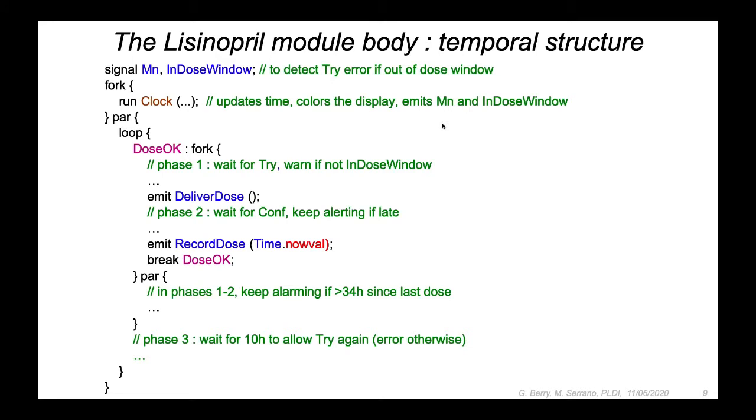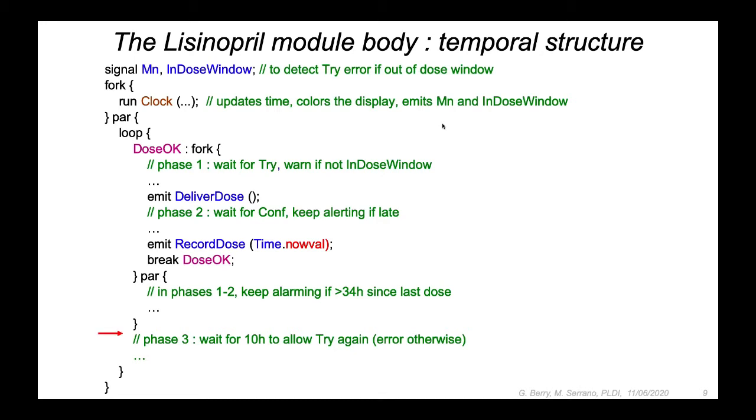Now let's look at the module body, the real meat of the module. It starts by declaring signals, minute and in-dose window, that will communicate between the clock and the rest of the module. Then it follows with a fork par. We put two things in parallel, a clock and the real stuff. The clock here updates the time, colors the display, and emits minute and dose window for the rest of the program. The other branch is an infinite loop, which corresponds to the whole prescription that will be stopped only by stopping the machine.